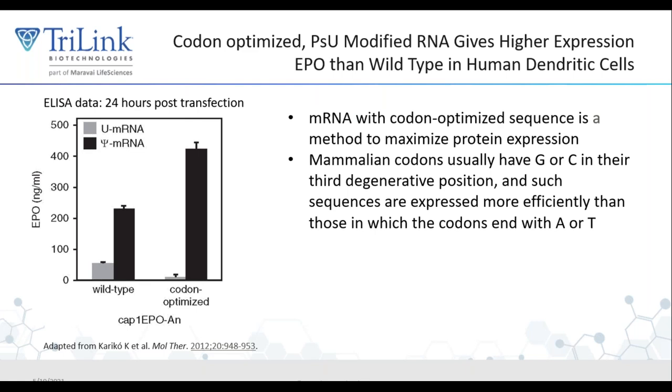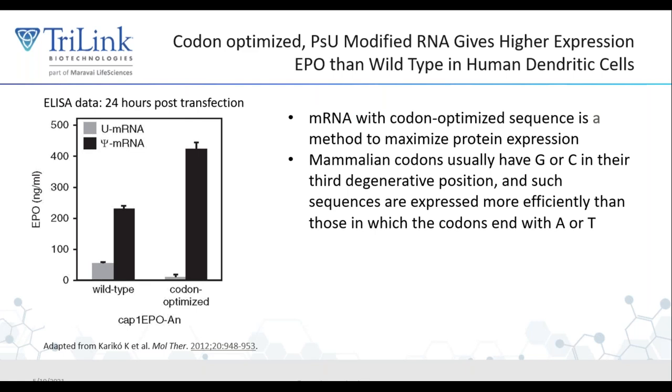In this study, codon-optimized and pseudo-U-modified mRNA shows significantly higher levels of EPO expression when compared to its wild-type and non-codon-optimized counterparts. Mammalian cells usually have G or C as their third degenerate position in the codon, and such sequences are expressed more efficiently than those with codons that end in A or T. This is an example of optimizing your codon sequence for this specific system. This mRNA is specifically optimized for mammalian cells, and you can see with the figure on the left that this has really paid dividends when it comes to protein expression.